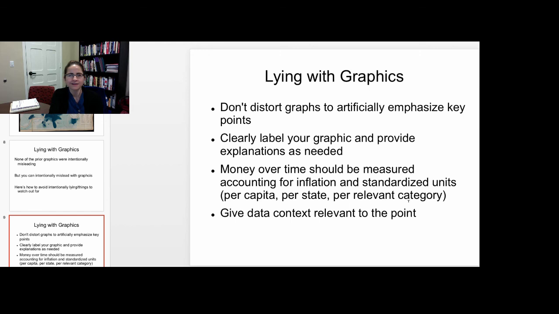It turns out that it's really easy to get confused by the fact that people in the 1950s, their starting salaries were $10,000 per year. And that was a good starting salary. So we need to account for changes over time and changes in population. You need to give data context relevant to the point, and that's what we'll be talking about in the next video.